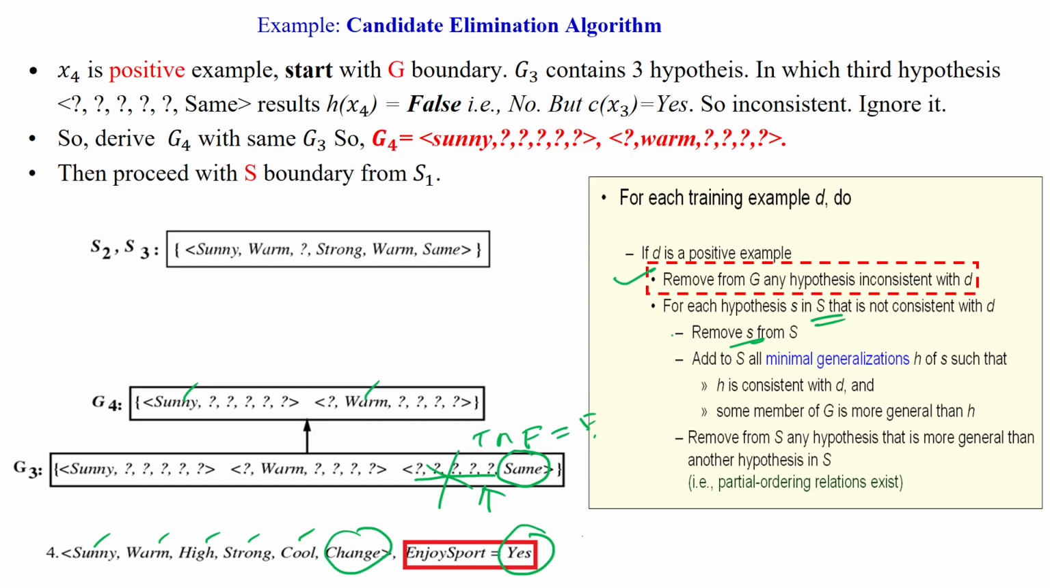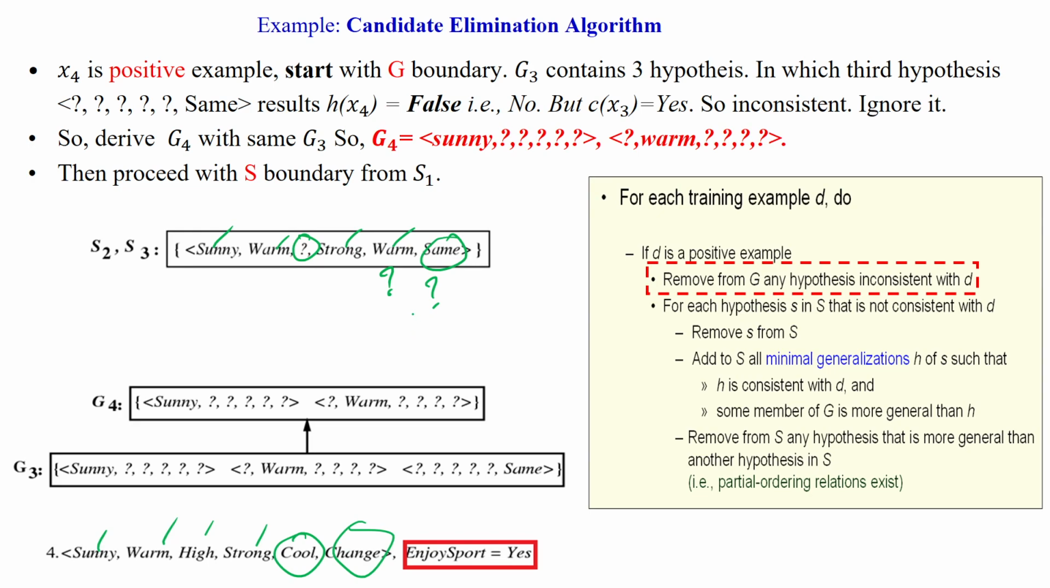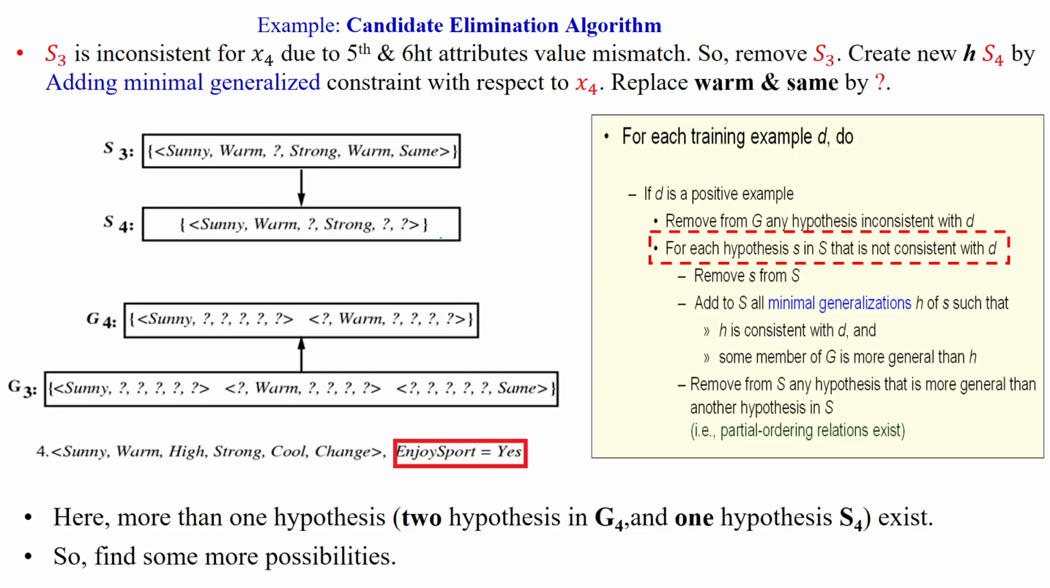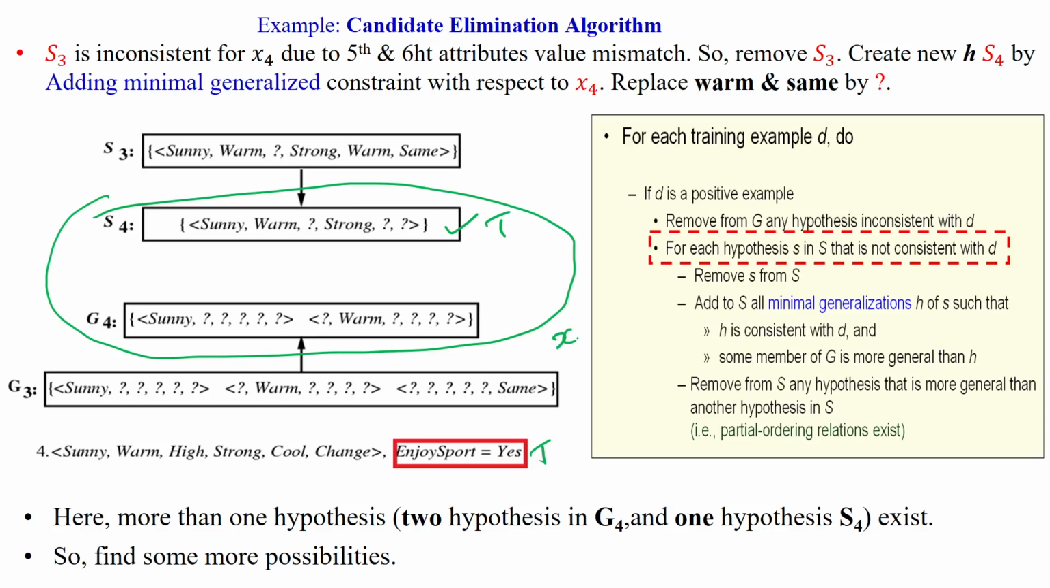In the specific boundary, we have to check, is it matching or not. So now Sunny, yes, it is matching. Warm, it is matching. Here high, question symbol, it is matching. Strong, here also strong, matching. Warm, but it is cool, so we have to replace this with a question symbol. And here it is same, it is change, so we have to replace this with a question symbol. So now it is satisfying the x3, it is also true, so it is consistent.